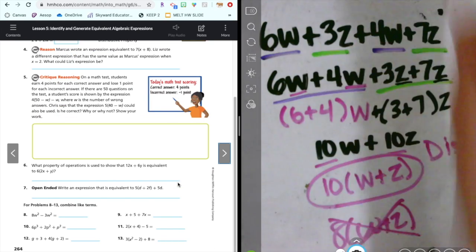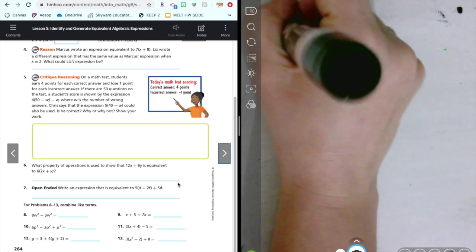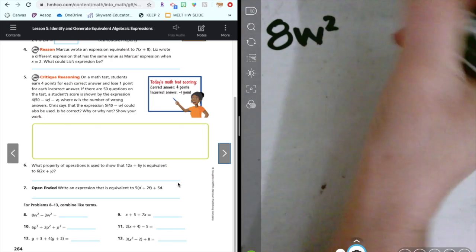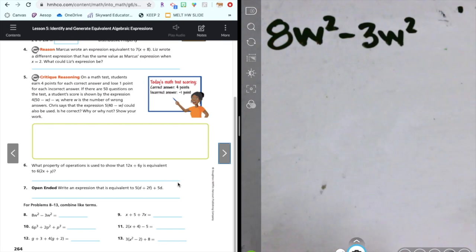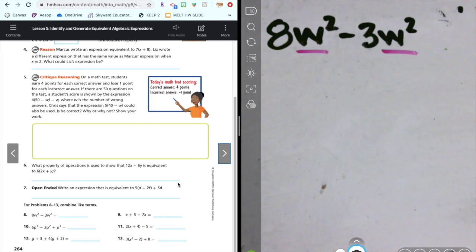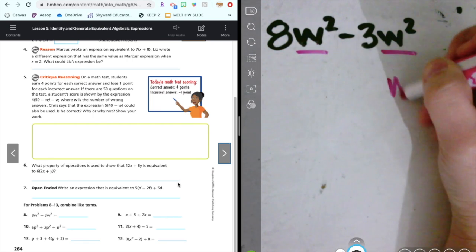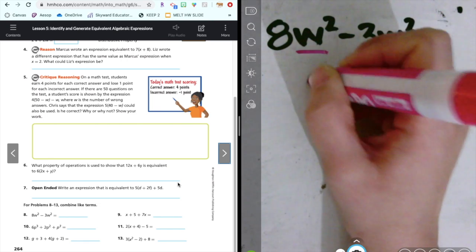We're going to do just some combined like terms. All right, so we're going to do 8w squared minus 3w squared. Okay, look at these. They're definitely like terms because they're both w squared. But look, they both have a w squared, don't they? So I'm going to take the w squared out and put their coefficients in parentheses.